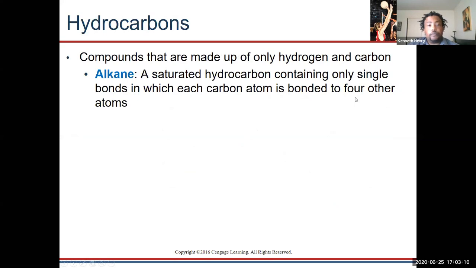Okay, so I'm going to introduce you to what we call hydrocarbons. What do you think hydrocarbons consist of? Hydrogen. And? Carbon. So anything that just has hydrogen and carbon is considered a hydrocarbon. You guys got that? So, let's give you a test.